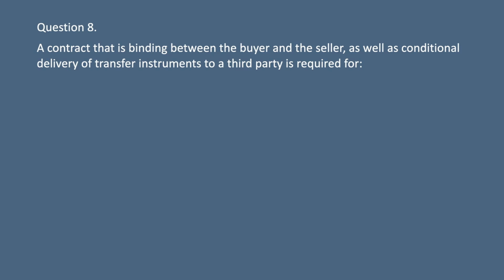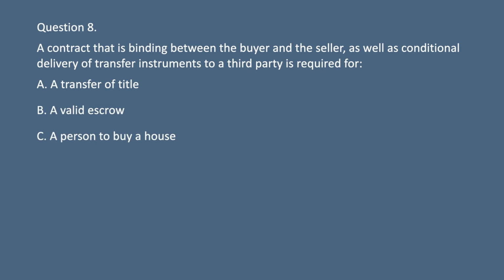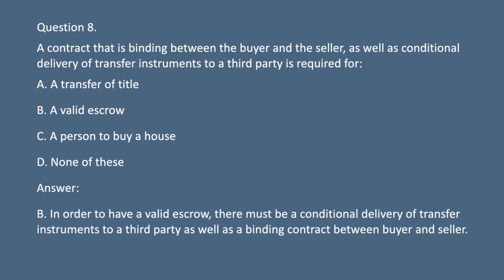Question 8. A contract that is binding between the buyer and the seller, as well as conditional delivery of transfer instruments to a third party is required for A. A transfer of title. B. A valid escrow. C. A person to buy a house. D. None of these. Answer B. In order to have a valid escrow, there must be a conditional delivery of transfer instruments to a third party as well as a binding contract between buyer and seller.